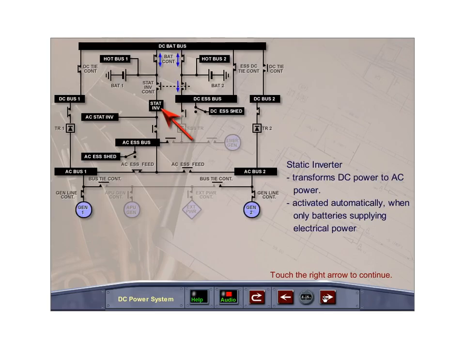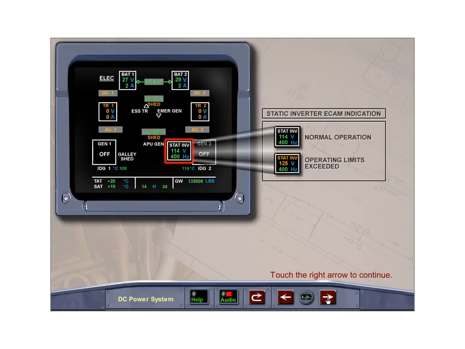The static inverter converts DC power from battery 1 to single-phase 115-volt AC power, which will supply part of the AC essential bus. If the aircraft is above 50 knots, the inverter is automatically activated if nothing but the batteries are supplying electrical power, regardless of the position of the battery 1 and 2 push-button switches. If the aircraft is below 50 knots, both the battery 1 and 2 push-button switches must be in auto. Voltage and frequency of the static inverter are normally displayed in green, becoming amber when normal operating limits are exceeded.